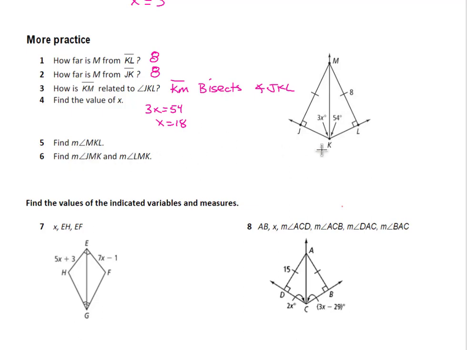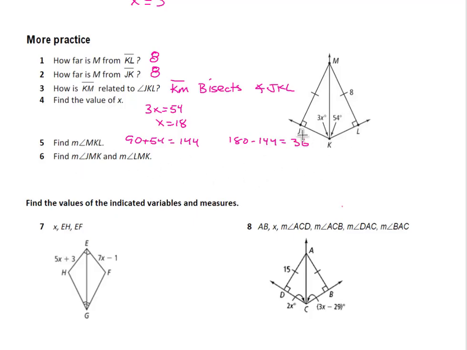Find the measure of MKL. M to K to L, we have a 90 and we have a 54. That adds up to 144. If we subtract that from 180, we get 36. So MKL must be 36 degrees.